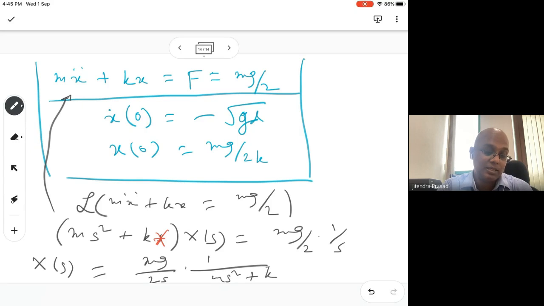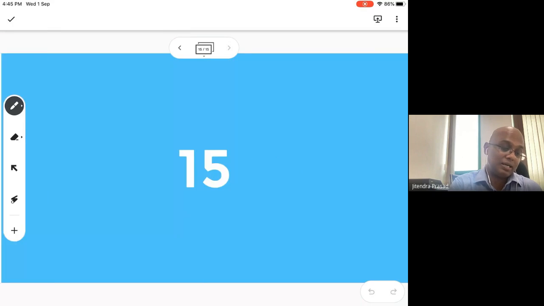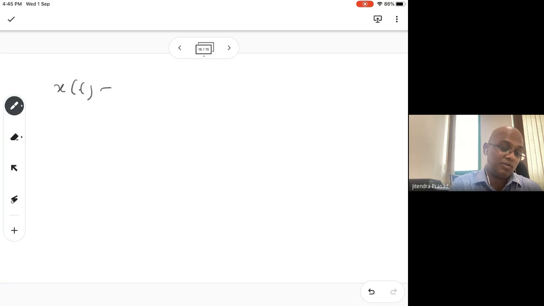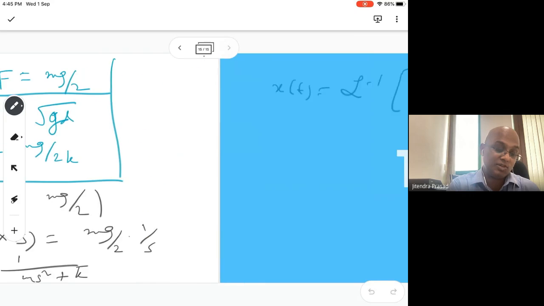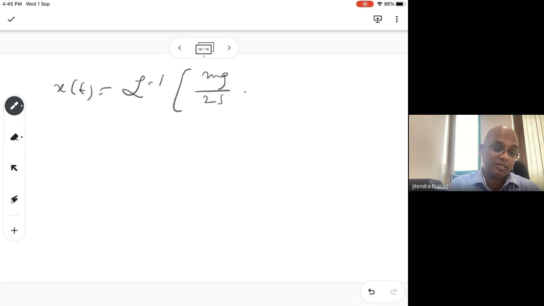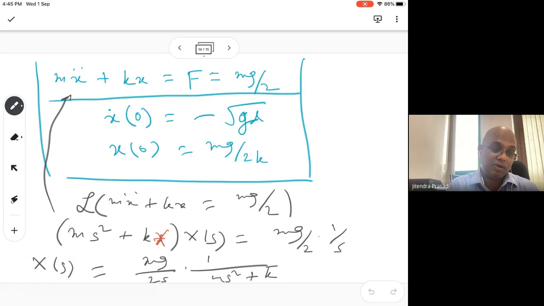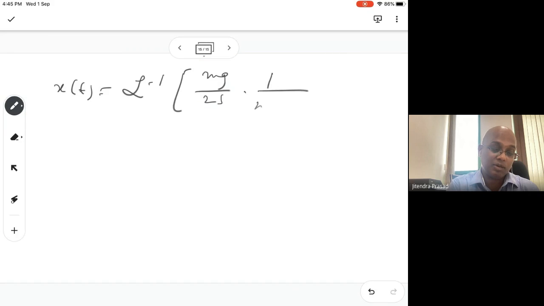ms square plus k. Okay, and hence we can find out x(t) from there. So I'm leaving it to you to do the inverse Laplace transform to find x(t), and you get mg over 2s, and then 1 over ms square plus k. So you can find out the value of x(t), and once you have found x(t), then we can find out the further answer.